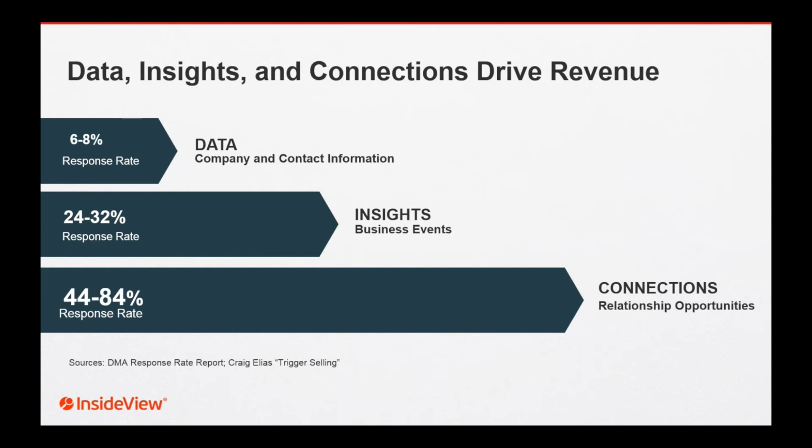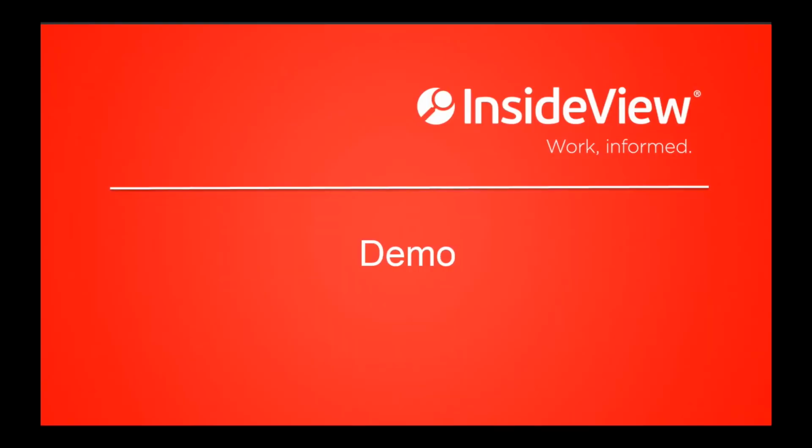But if you layer on top of that business events or insights, what I was talking about earlier, a merger, acquisition, leadership change, maybe a funding development, that's going to increase your response rate to 24 to 32%. And then if you layer on top of that a relationship or a connection that you or your coworker may have to a prospect, that is going to increase the response rate dramatically. We've seen it be at 44 to 84%, and that just really depends on the strength of the relationship. But we found that using your network and using your coworker's network is definitely going to help. So let's jump into the demo, and I want to show you guys how this information is incorporated into Salesforce and into InsideView for Sales.